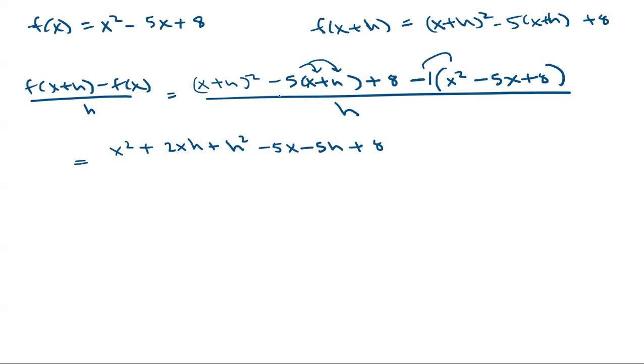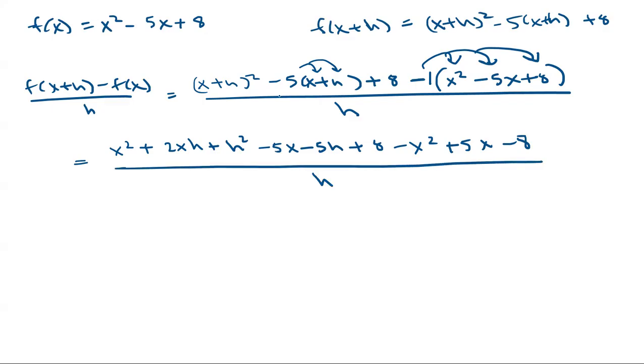Then this negative 1 is also distributed, so that becomes negative x squared plus 5x minus 8 divided by h. All right? So I mentioned earlier, what if there was x to the 10th power? Wow, that's going to take you a long time to multiply that out.